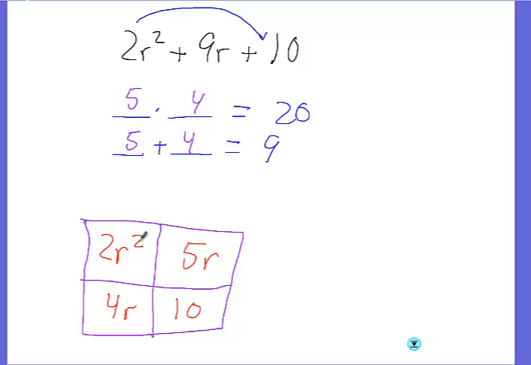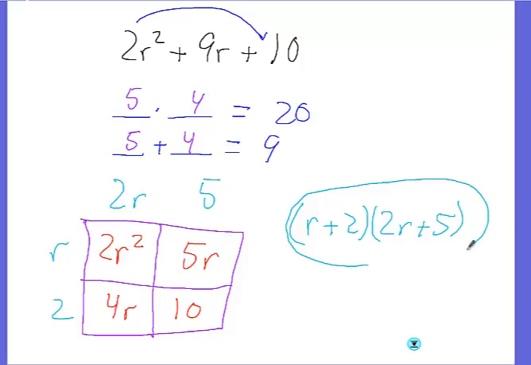and you're good. So 2r squared and 5r gives us just an r. 4r and 10 is just 2, because the GCF of 4r and 10 is 2. GCF of 2r squared and 5r is r. The GCF of 2r squared and 4r is 2r. The GCF between 5r and 10 is 5. So your final answer is r plus 2 times 2r plus 5. And again, if you were to FOIL this out, it would go back to 2r squared plus 9r plus 10. All right, so this is your final answer.